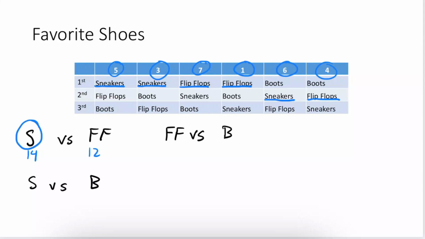Then I'll do sneakers versus boots. So sneakers are going to win these 5 votes, these 3 votes, and these 7 votes. And then boots are going to win this vote, these 6 votes, and these 4 votes.